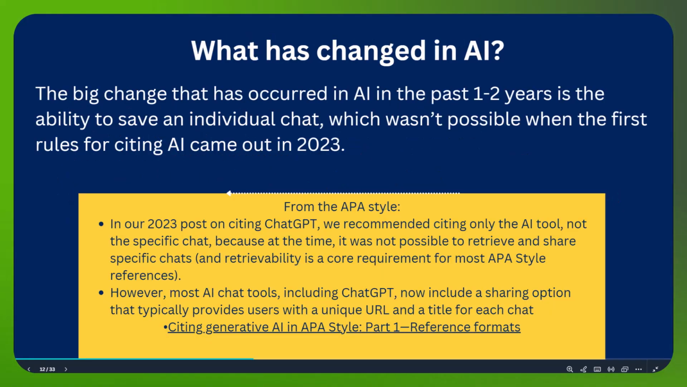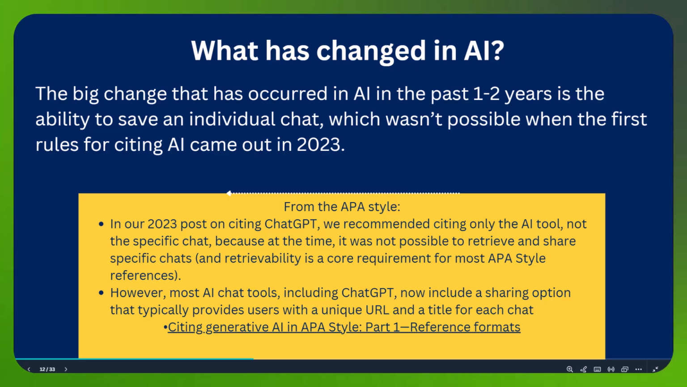The big change that has occurred in AI in the past 1 to 2 years is the ability to save an individual chat, which wasn't possible when the first rules for citing AI came out in 2023. Because of this change, the 3 citation styles now recommend that you include the URL of the chat where you got your information in the citation.